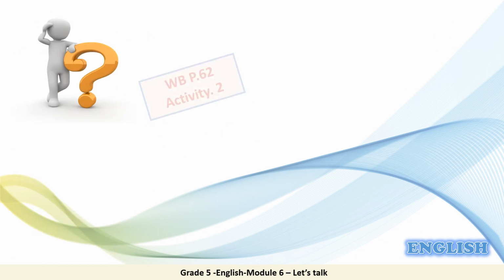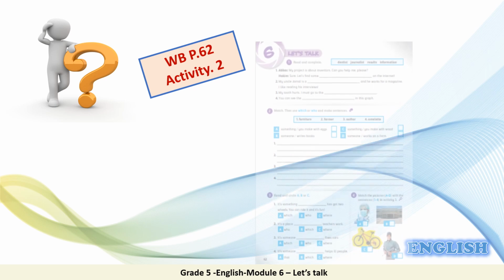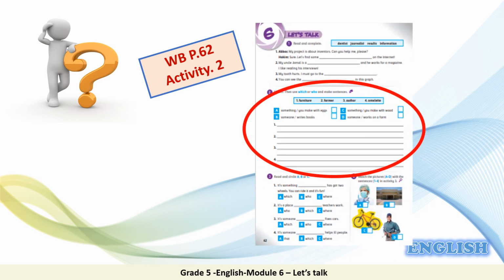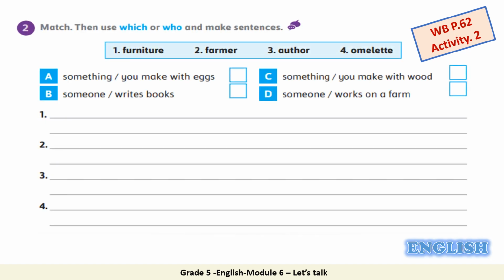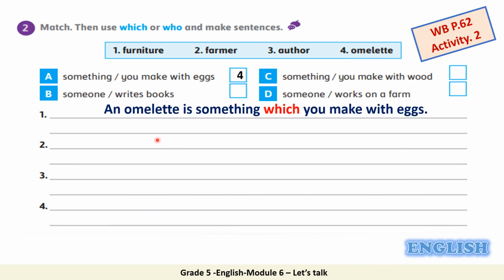This time, open your workbook, page 62, activity number 2. Let's start activity number 2, workbook, page 62. Match the items with which or who and make sentences. Number 1, something you make with eggs. Great. It's an omelette. Let's make a sentence. An omelette is something which you make with eggs.